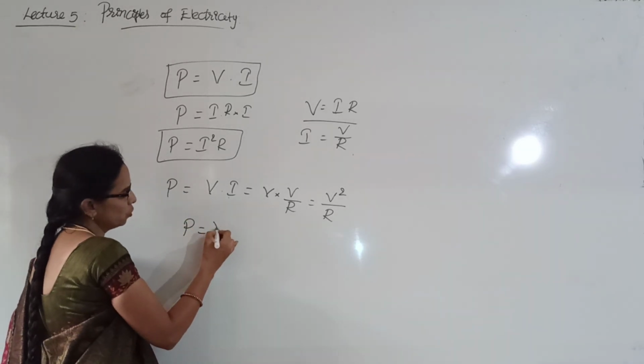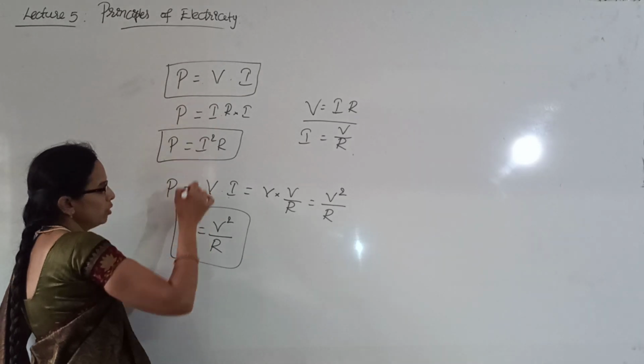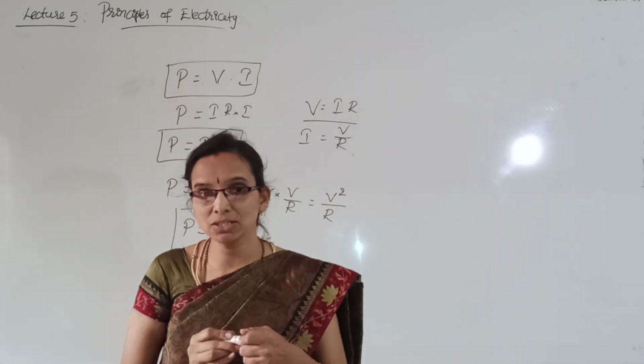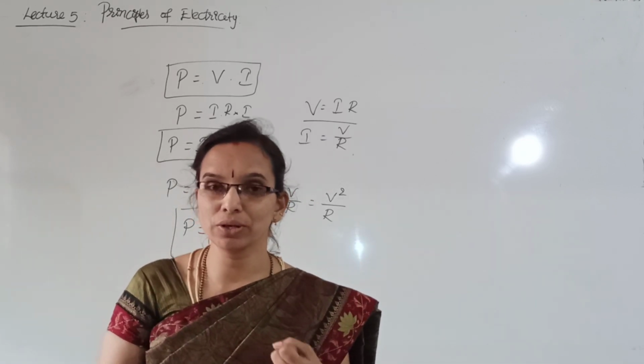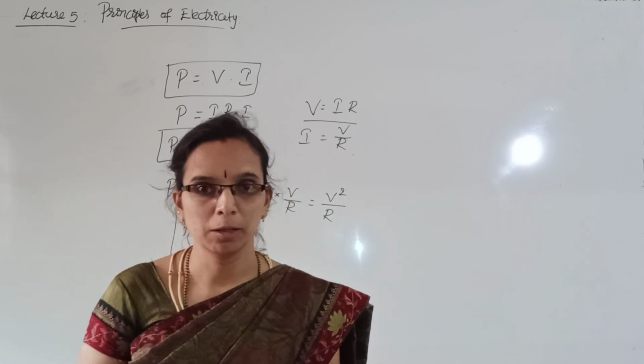That is P is equal to V square by R. These are the three formulas to calculate the power. If you know the voltage and current, you can calculate power. If you know the voltage and resistance, you can calculate the power. If you know the current and resistance, you can calculate the power.